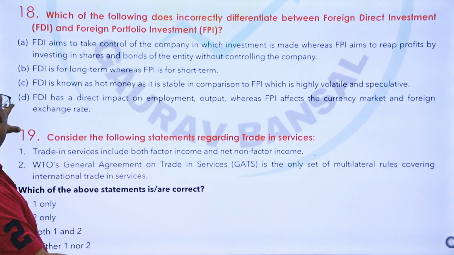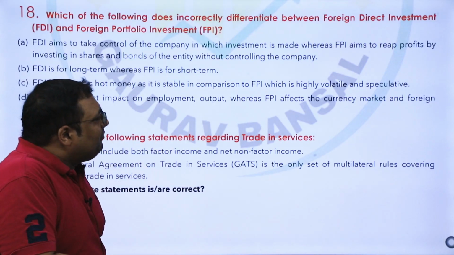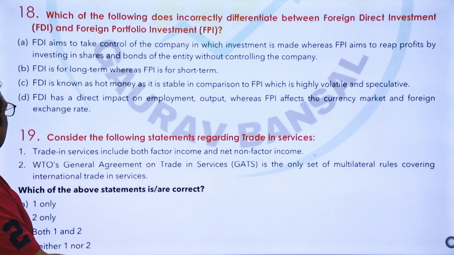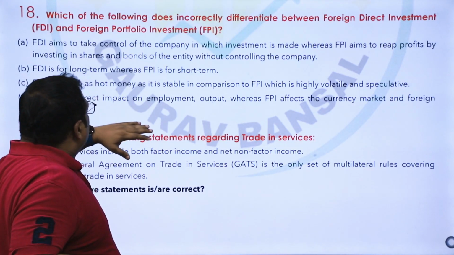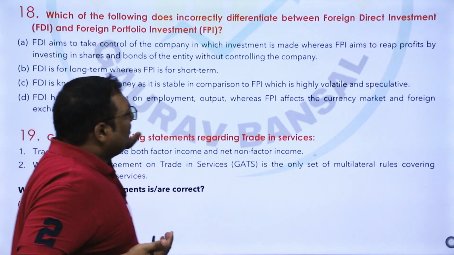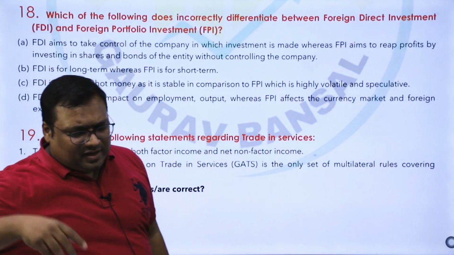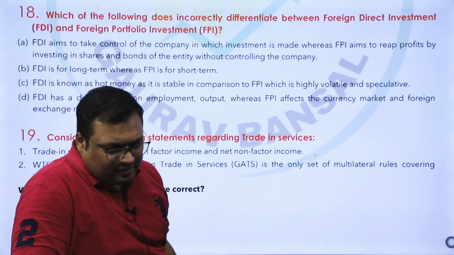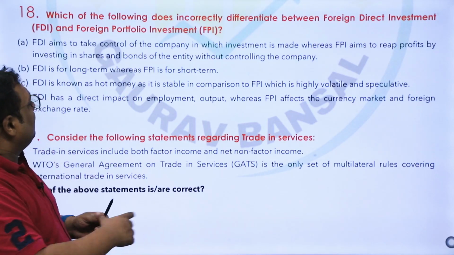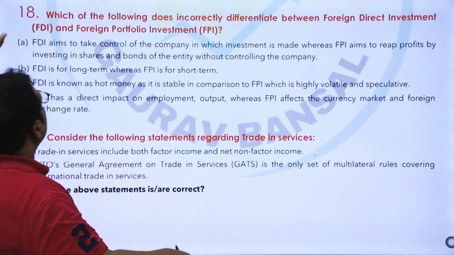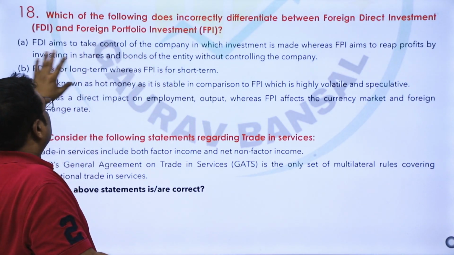D, FDI has a direct impact on the employment output, whereas FPI affects the currency market and foreign exchange rate. FDI has more direct impact on employment and output, that is correct, whereas FPI affects the currency market and foreign exchange rate. This is not properly correct, because it is FDI also which 100% also affects the exchange rate as well. But since we have to identify one incorrect statement here, okay, C is incorrect because it was FPI which was hot money.